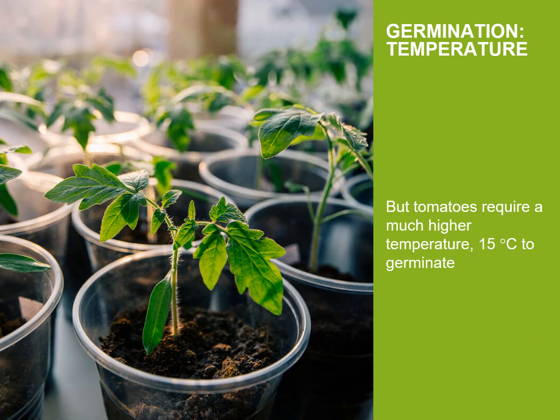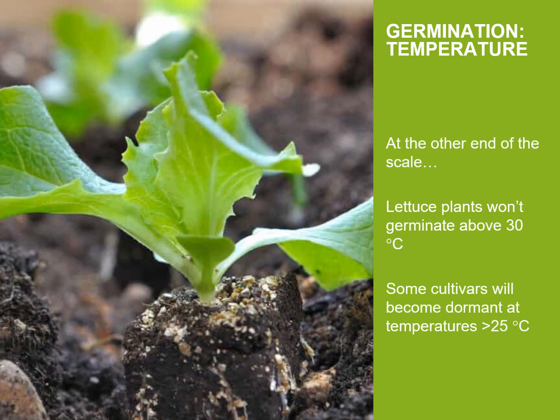Whereas tomatoes, which come from South and Central America originally, have a much higher temperature threshold for germination, so that's 15 degrees C. At the other end of the scale, lettuce plants won't germinate above 30 degrees C, for example, so they're used to much cooler temperate conditions. And some cultivars, the seeds will actually become dormant at temperatures over 25 degrees C, so this prevents the seed from germinating at temperatures greater than 25.